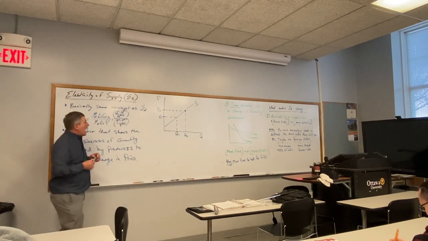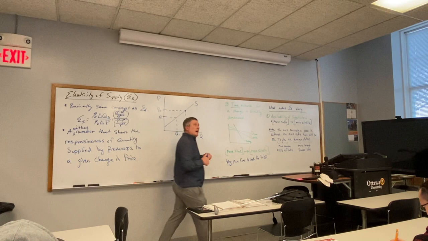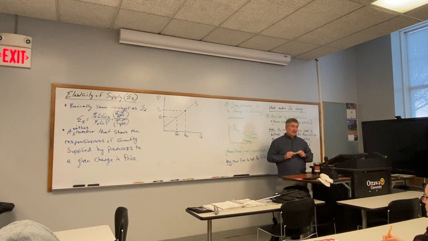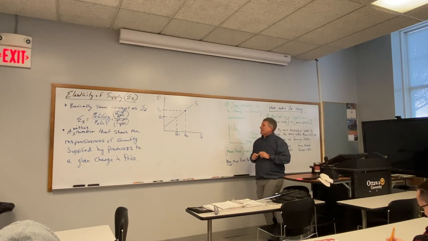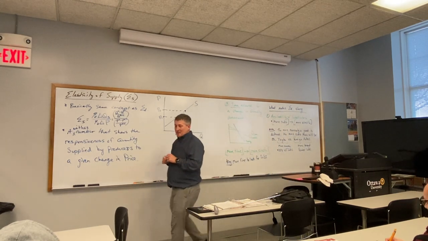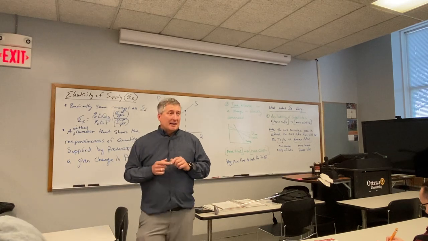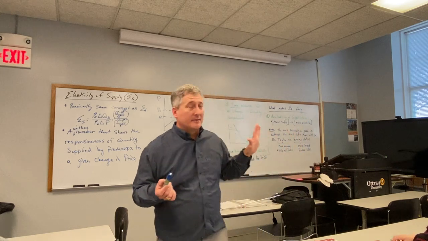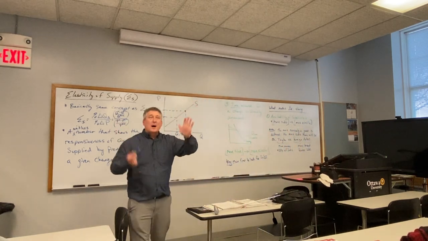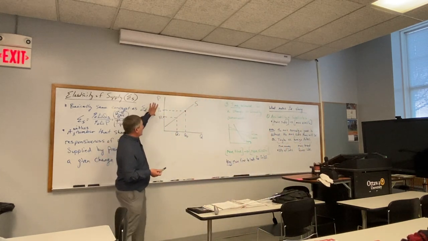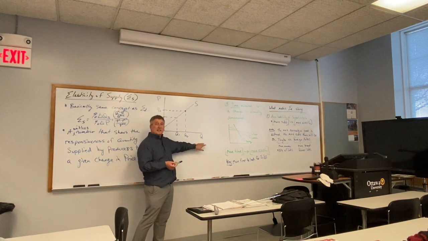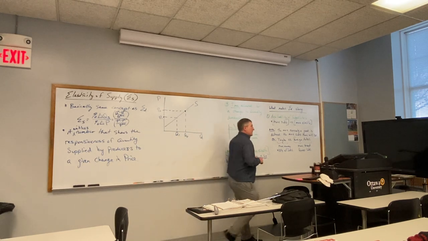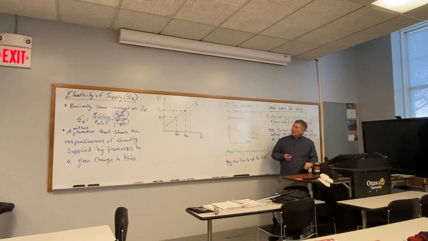What is the sign of the elasticity of supply? Positive or negative? So we talked about the demand curve always being negative, even though we do the absolute value. What is it going to be? Positive. And why is it positive? Because it goes up, basically. A positive relationship between the price of the product and the quantity that's being supplied. Price goes up, quantity supplied goes up, so now your numbers are going to come up with a positive number.